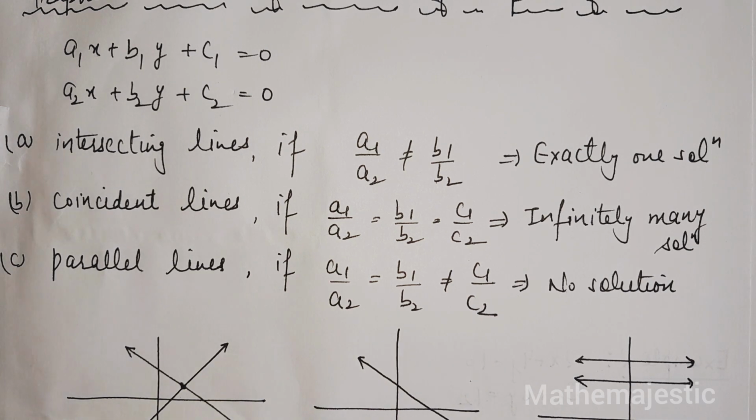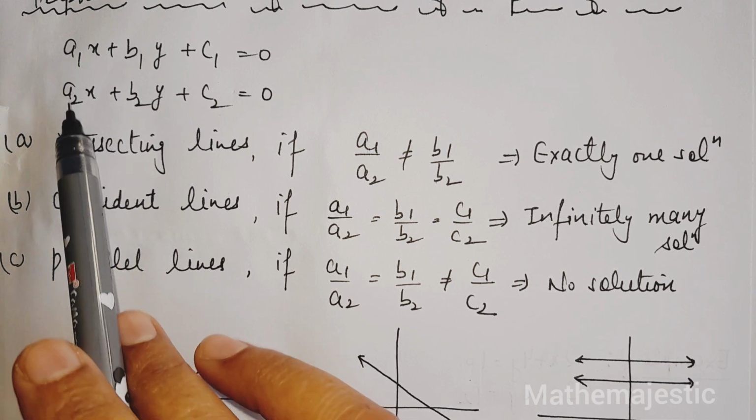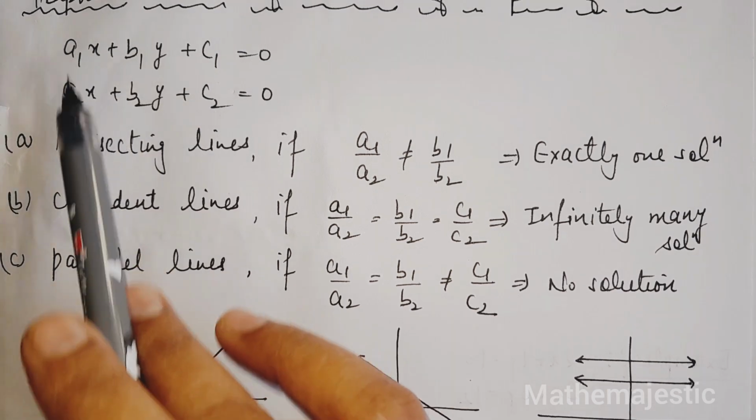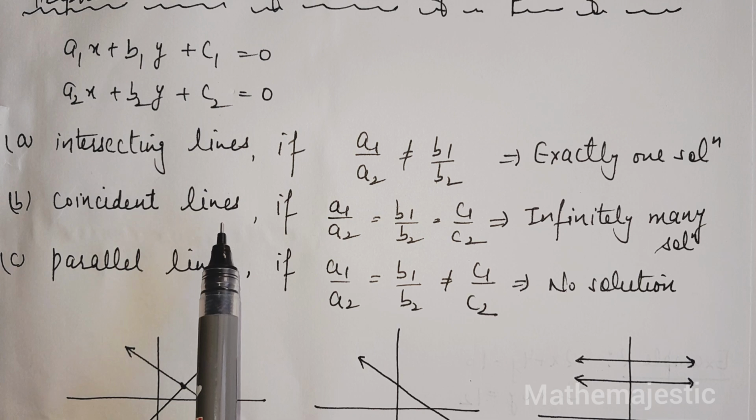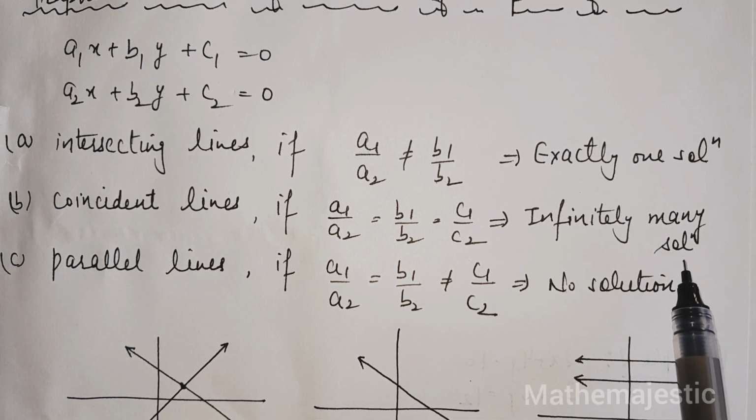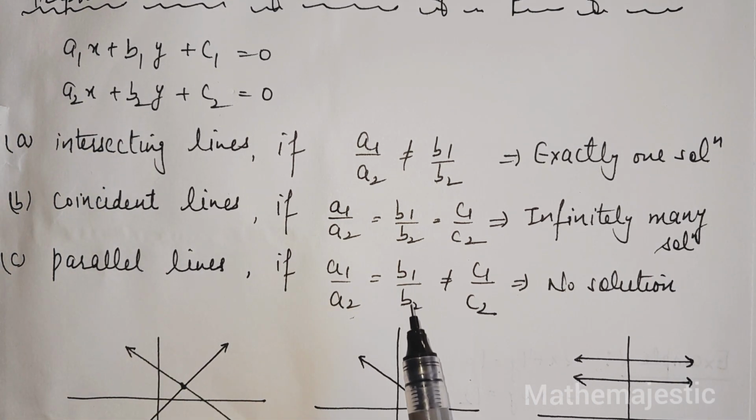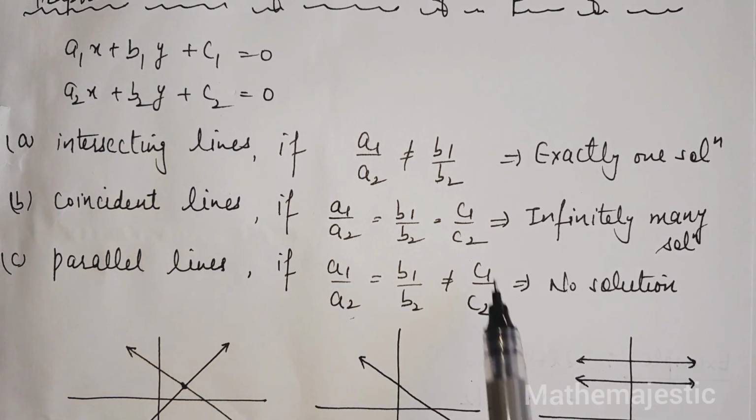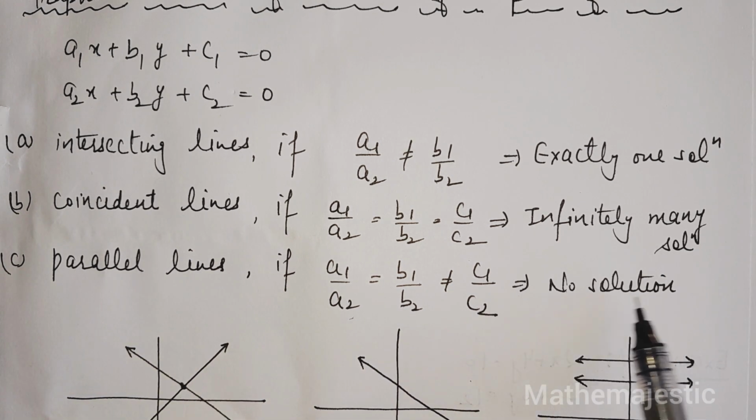Now the second one will be coincident lines. कोइंसिडेंट लाइंस कब होंगी? जब आपके all the ratios of the coefficients, a1 by a2, b1 by b2, c1 by c2, are equal, then the lines will be coincident lines, and in that case there will be infinitely many solutions. And if the first two ratios, a1 by a2 and b1 by b2, are equal, but that is not equal to the third ratio, c1 by c2, in this case the lines will be parallel lines and they will have no solution.